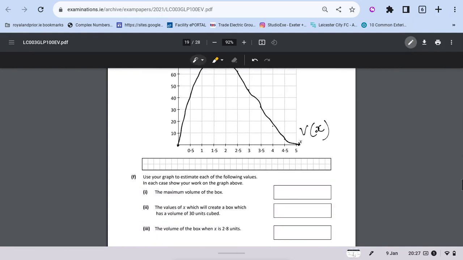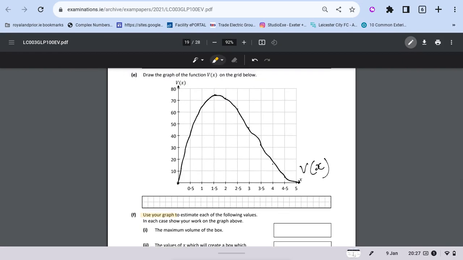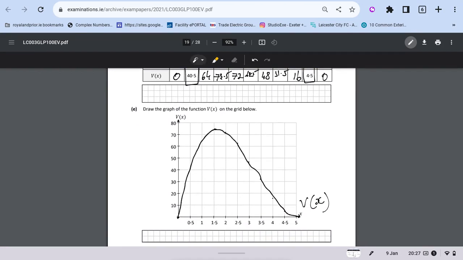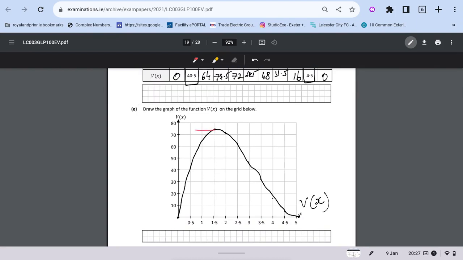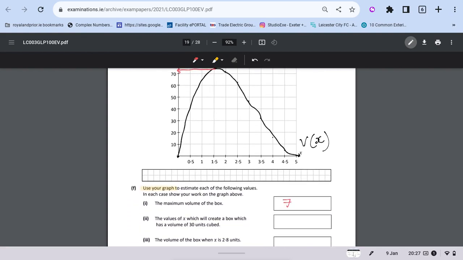And it says use your graph to estimate the following. So when it says use your graph, you're going to have to put lines in your graph. The maximum volume of the box. I know from the table the maximum volume I'm getting is about 73.5. So what I'm going to do is get my ruler, go up to the maximum volume, and just go across. They'll still give you a range. I can see it's 73.5 in the table, or 74.